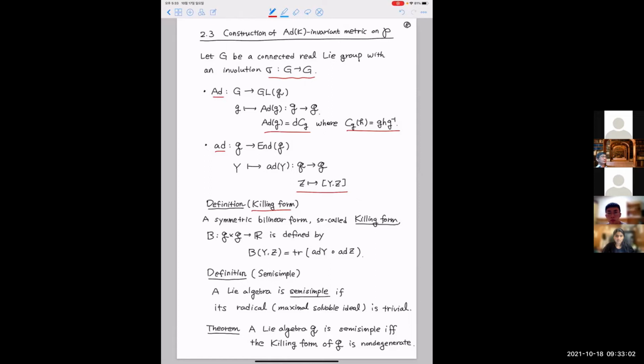So then, if you are given a real group, you can define a symmetric bilinear form, the so-called Killing form, by this. The Killing form of Y and Z is the trace of adjoint Y composed with adjoint Z. So this is purely the algebraic definition.